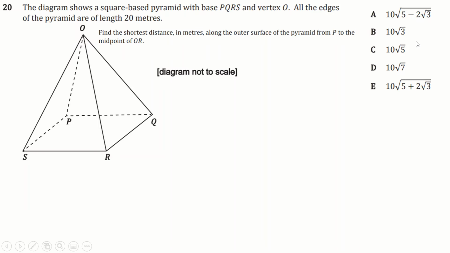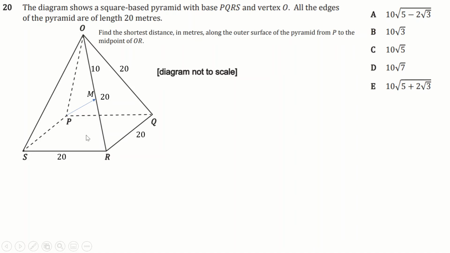I immediately don't like these answers as soon as I see them, so I'm hoping it's not them. Okay, so you've got this square-based pyramid, and you're told that every side is 20, which is nice. And you're trying to get from P to the midpoint of OR. So you're trying to do this journey here coming out the page. Unfortunately, you're not allowed to go through the pyramid. You have to go around the outsides. Now, we'll call this point M, for the midpoint of OR. And of course, that means that this length is 10, and so is this length.